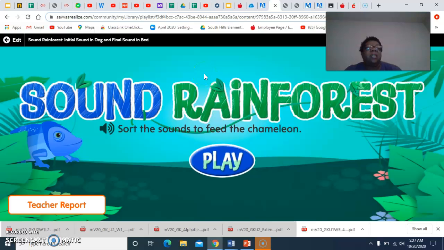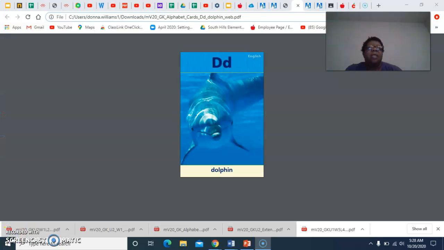So that was our sound rainforest, practicing the letter D and the sound D, D, and listening not only at the beginning, but also at the end of the word. So hopefully you were able to pick the pictures correctly and know where they go. All right. So we played a little game for letter D.